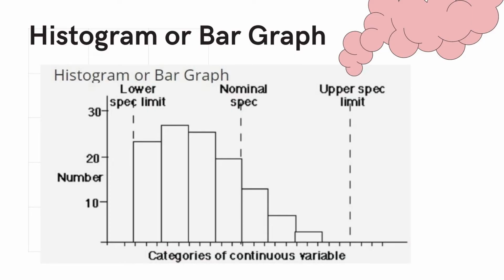Histogram or bar graph. A histogram is a graphic summary of variation in a set of data. It enables us to see patterns that are difficult to see in a simple table of numbers. Can be analyzed to draw conclusions about the dataset.